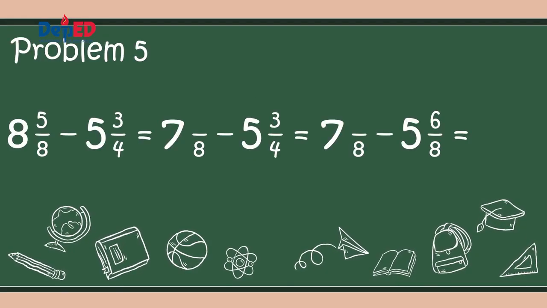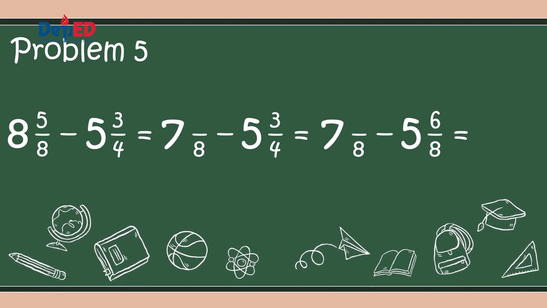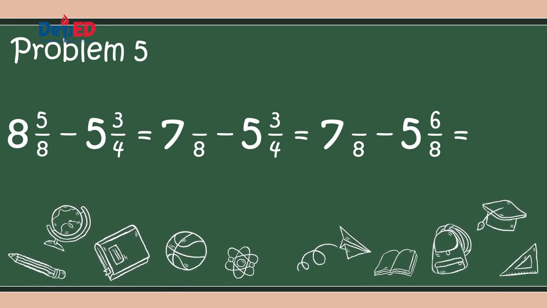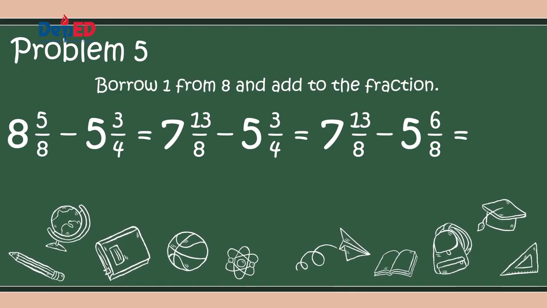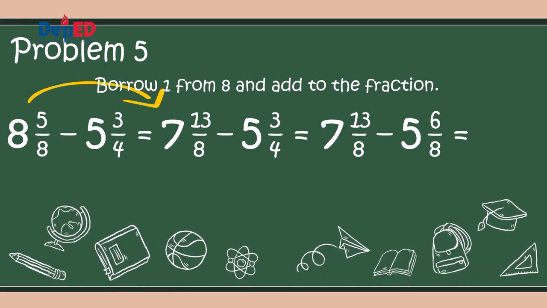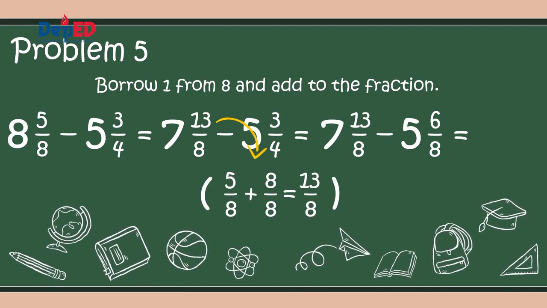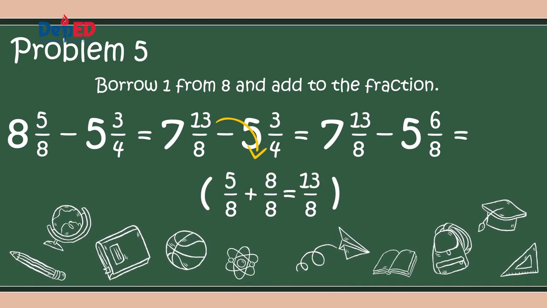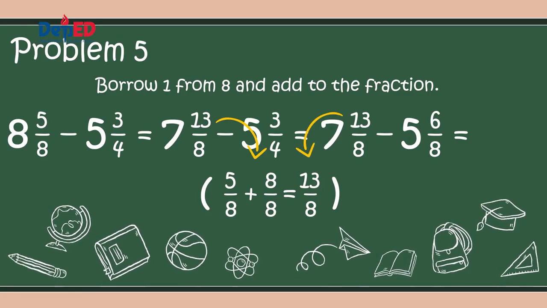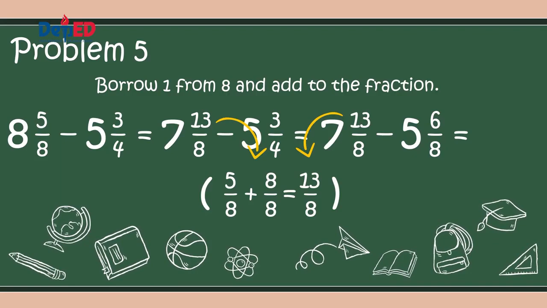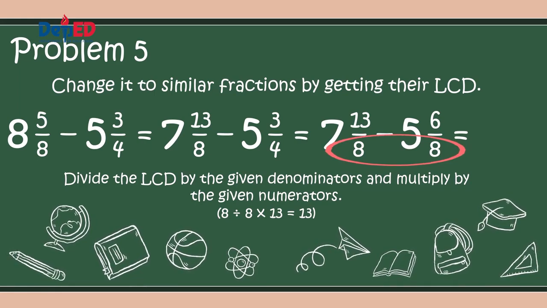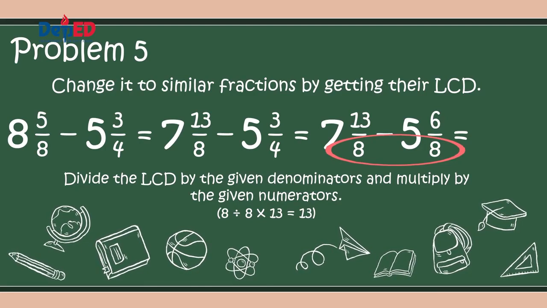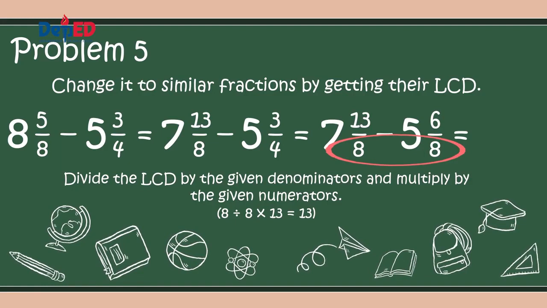Number 5. In this case, fractional parts cannot be subtracted because the minuend is smaller than the subtrahend. So, we will apply regrouping. Borrow 1 from 8 and make it 7 and 8 eighths plus 5 eighths equals 7 and 13 eighths minus 5 and 3/4. Since they are dissimilar fractions, change it to similar by getting their least common denominator or LCD. 8 is the LCD of 8 and 4. Divide the LCD by the given denominators and multiply by the given numerators.